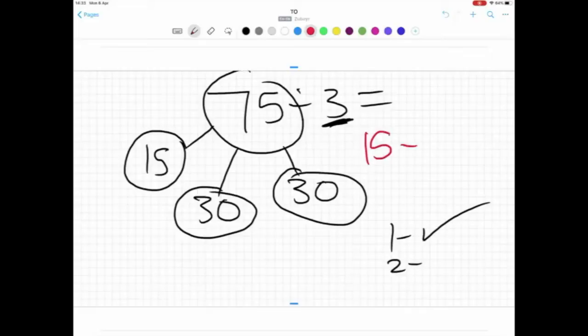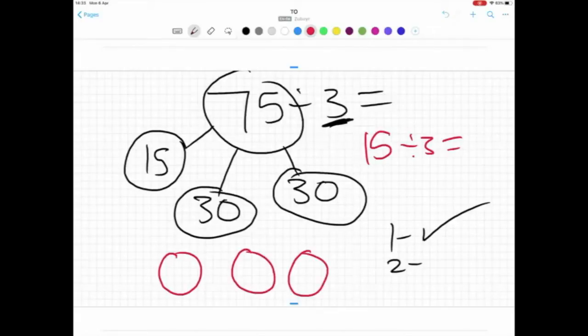15 divided by 3. I want you to try and work that out, and you might have already done it. I'll give you a clue here. If you're stuck, those are my 3 groups. Have a go at working it out. So I'm going to go 1, 2, 3, 4, 5, 6, 7, 8, 9, 10, 11, 12, 13, 14, 15. So I know that there are 5 in each group. 3, 6, 9, 12, 15. 5 times 3 equals 15. I've done that one.